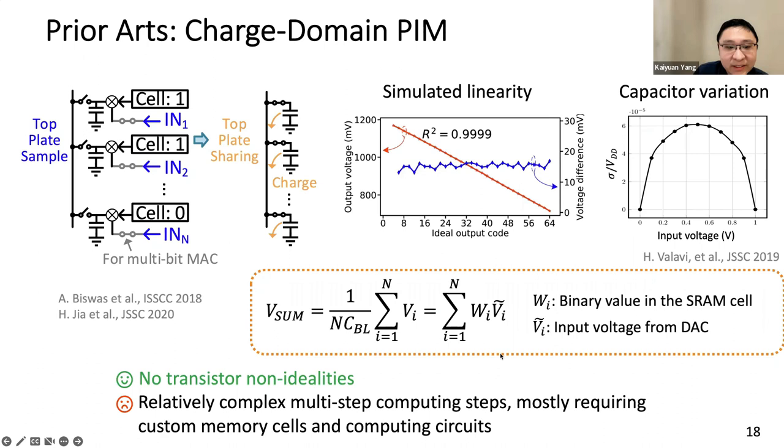The limitation of this type of charge domain operation is, as you can see here, there are multiple switches associated with this operation, and you're going to require multiple steps to do the operation. This will lead to relatively large memory cells and also slower operations because it requires multiple steps.